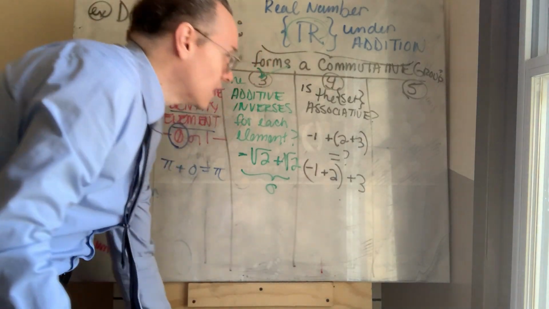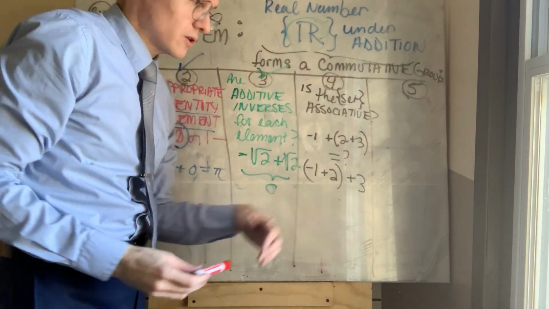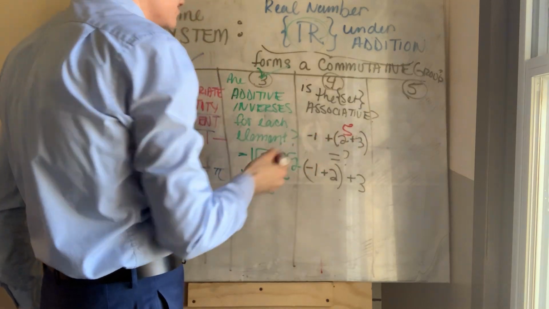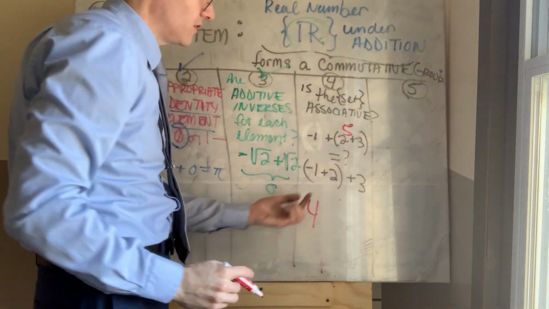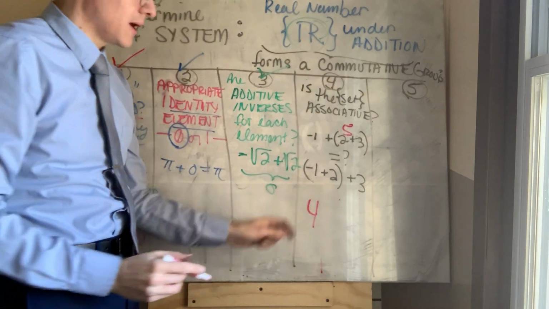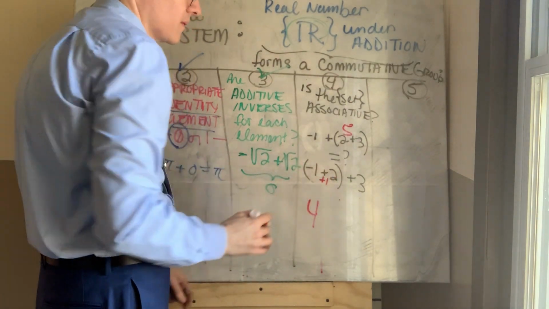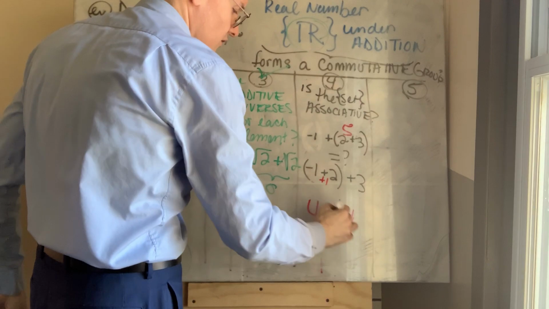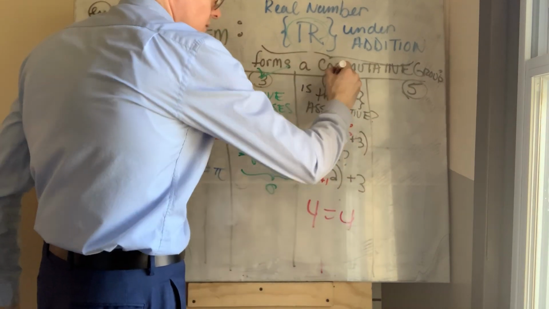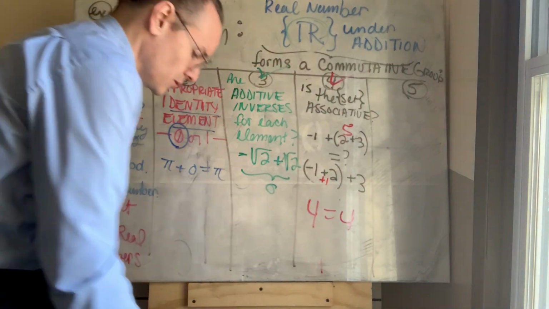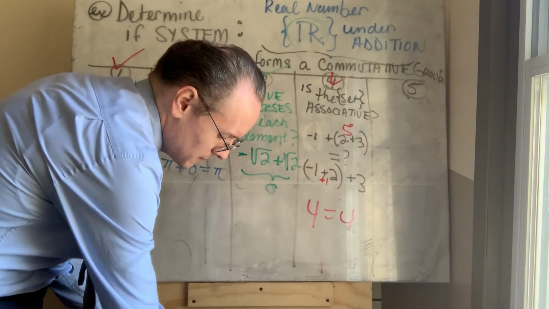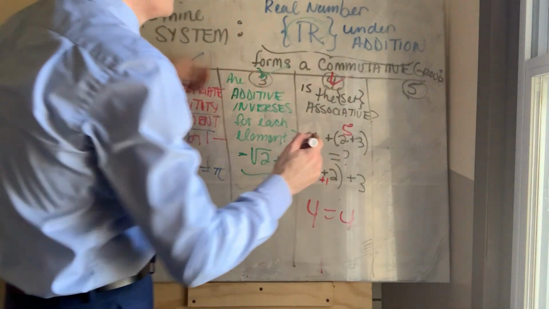Let's see. If I do 2 plus 3 first, I get 5. -1 plus 5 is 4. If I did these two first, I would get +1. +1 plus 3 is indeed 4. So it is indeed associative. Now the last thing is commutative. Is the set commutative?